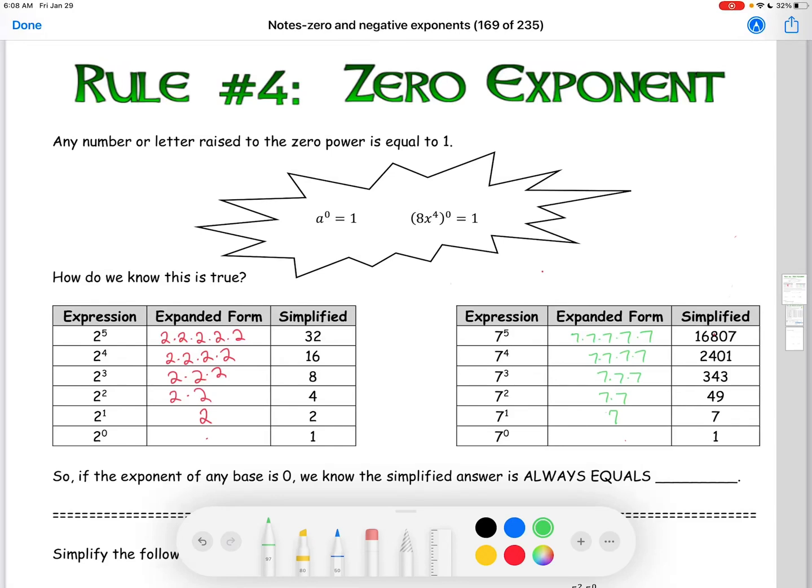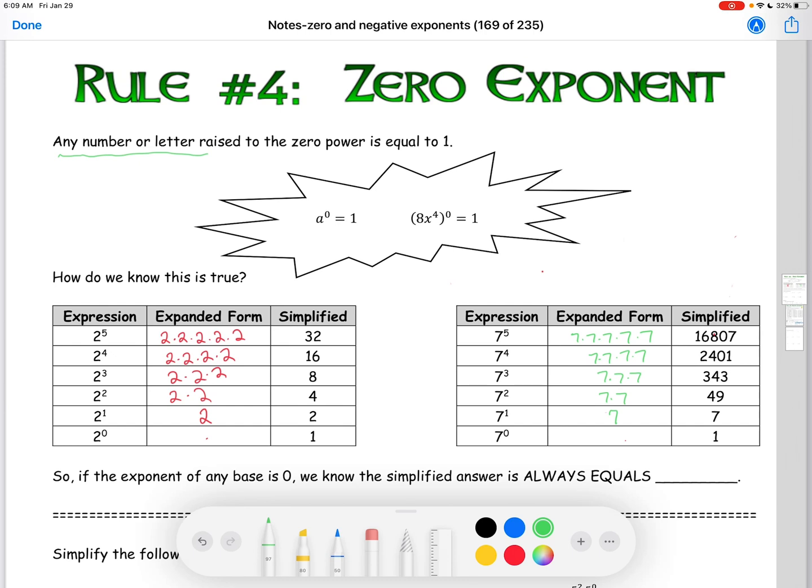Okay, today we're going to talk about the zero exponent rule. And it says that any number or letter raised to the zero power is equal to 1. So if we have a raised to the 0 is equal to 1. If we have the expression 8x to the fourth raised to the 0 power, it's equal to 1. All right. So how do we know that this is true?